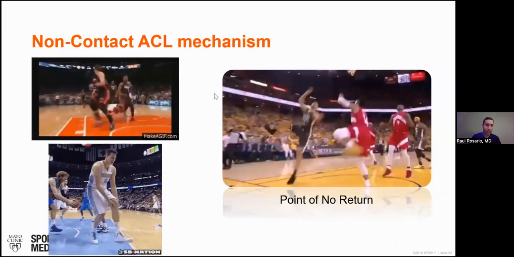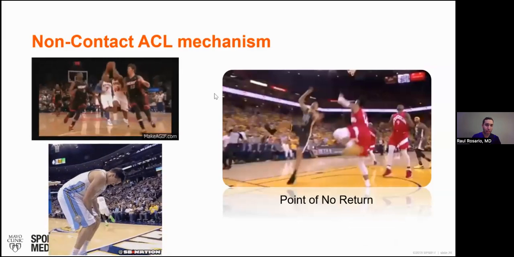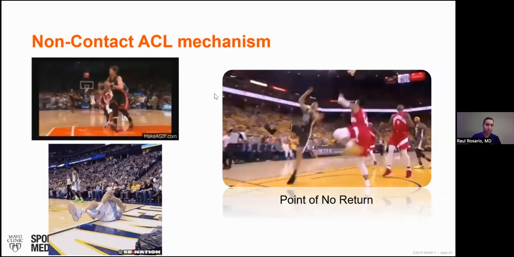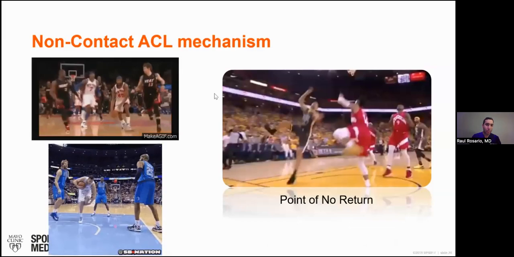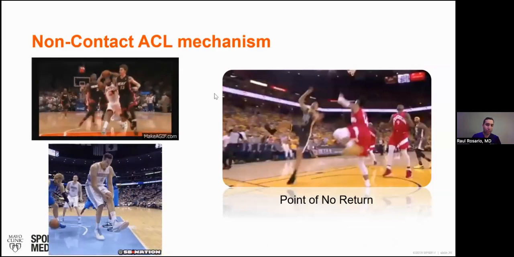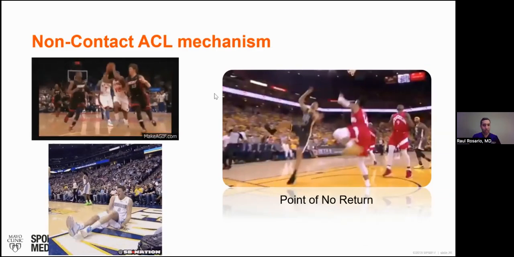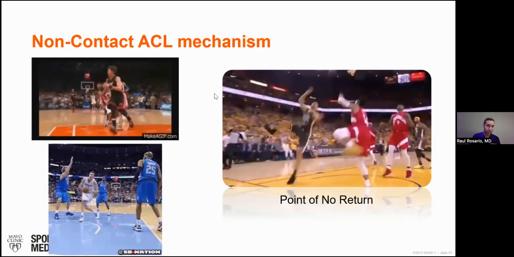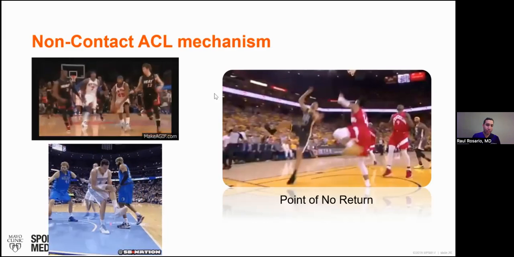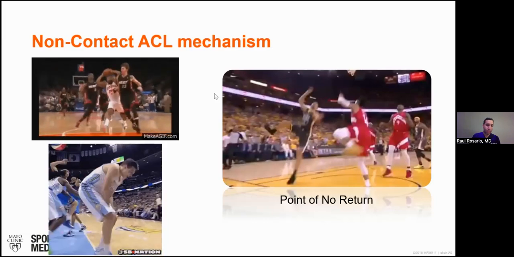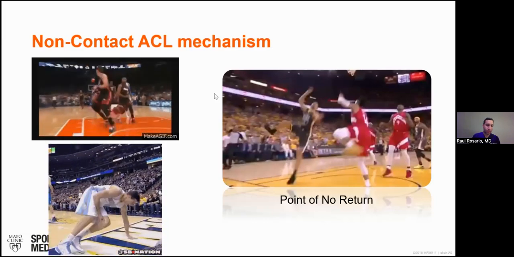We have Baron Davis right there in the top one. He had this kind of layup, and he planted his foot, and his hips and knee went in different directions, and he had the injury. Then we have Danilo Gallinari with a similar kind of injury when he was penetrating to the basket.